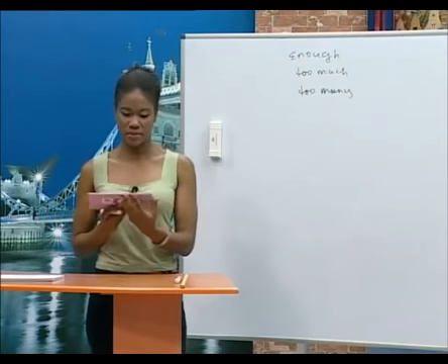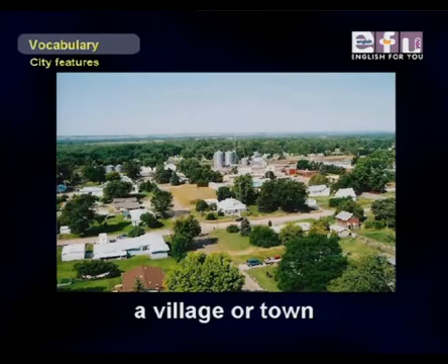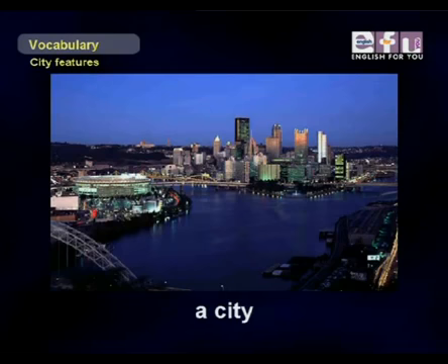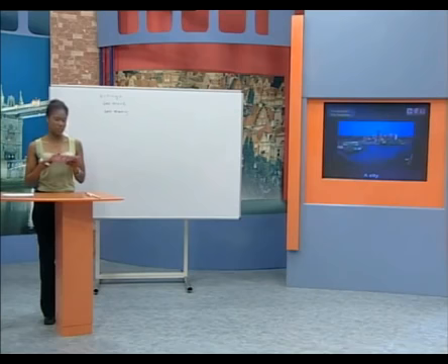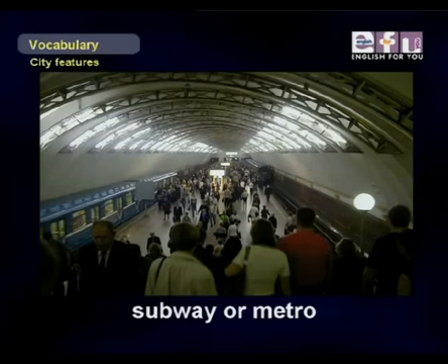Take a look at your screen. A village or town is where people live. They are small. Next picture. A city is another place where people live. It is big. A city has many blocks. Blocks are squares of streets. Most blocks have a bus stop. If a city has a subway or metro, there are subway stations. They may be near the corner of two streets.